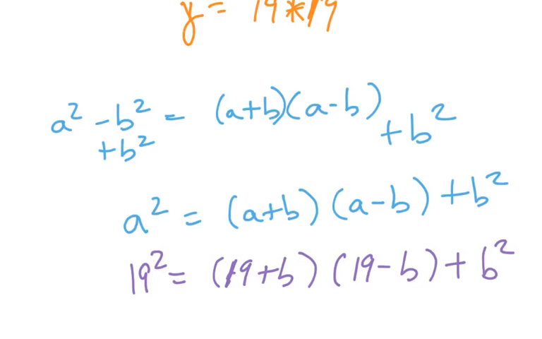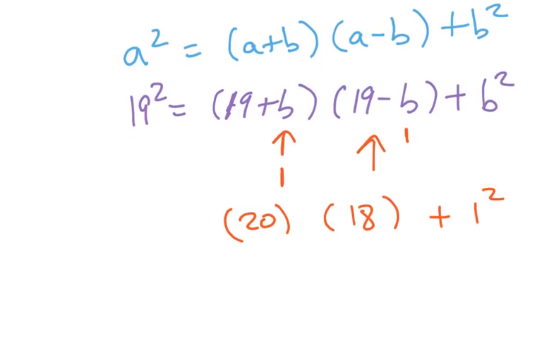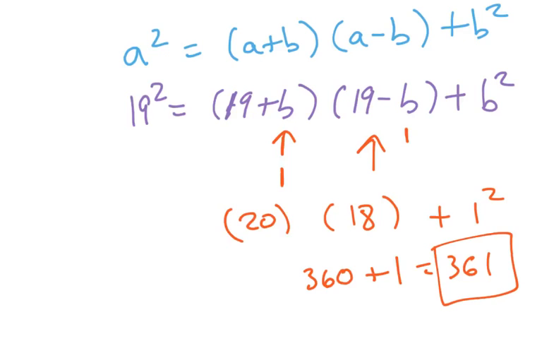So the question emerges, well, what then is b? Well, you can pick what b is, and so I'm going to pick 1 because that would give me 20, which is easy to multiply by, and I'm going to subtract 1, which is going to give me 18. And then all I have to do is add 1 squared. So 20 times 18 is not that bad. It's 18 times 2 is 36, so this would be 360 plus 1. 1 squared is 1, and this would give me 361. And that would be my answer.